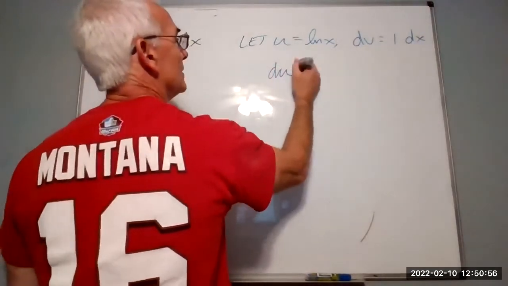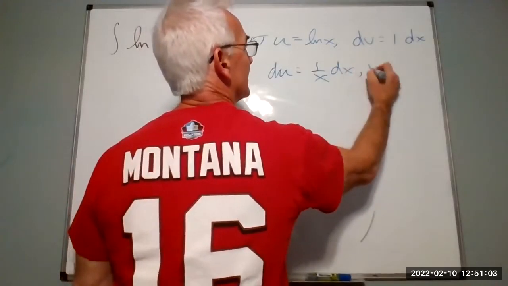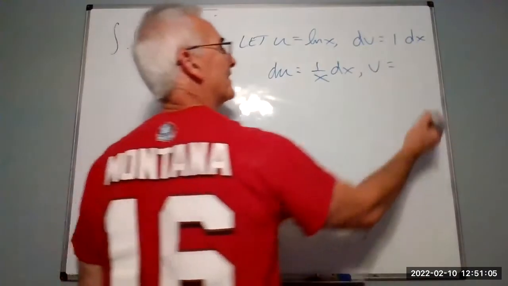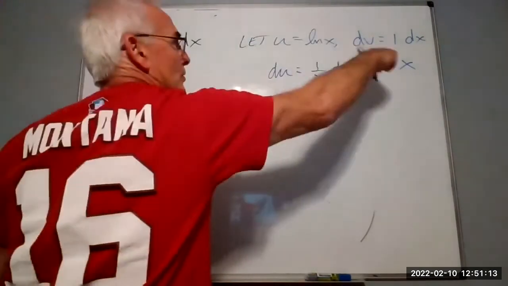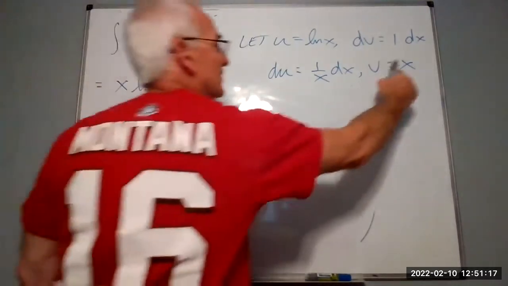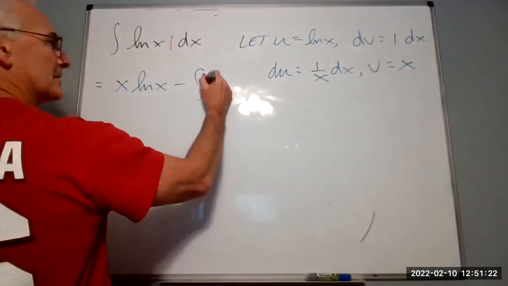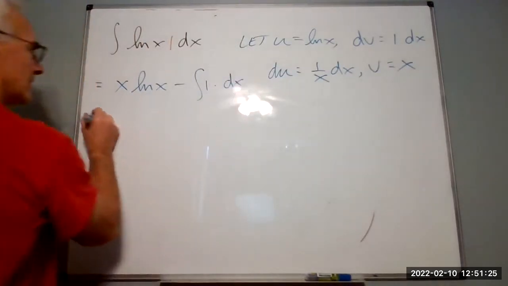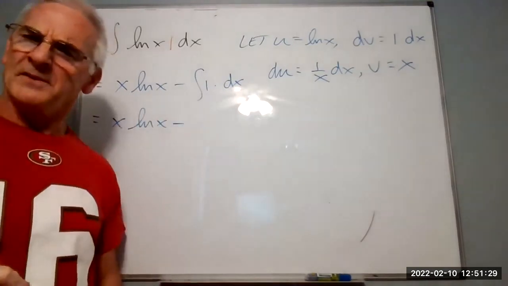Then what is your du? 1 over x dx, and then what is your v? Just x. So according to integration by parts, my answer should be uv minus the integral of v du. Oh, wait a minute. What's x times 1 over x? That's just 1. What's the integral of 1 dx?